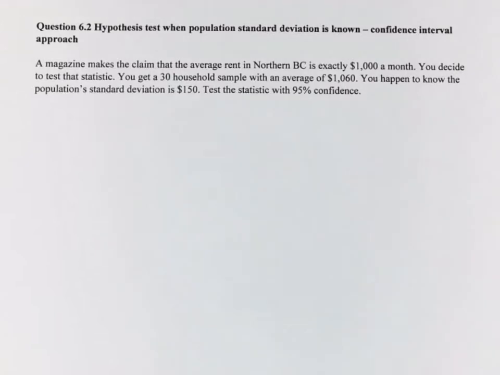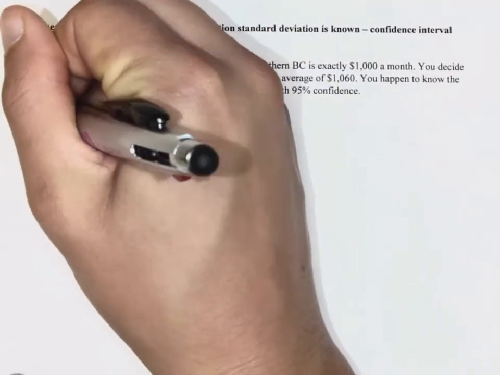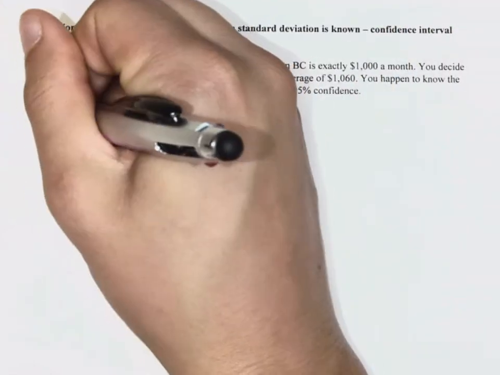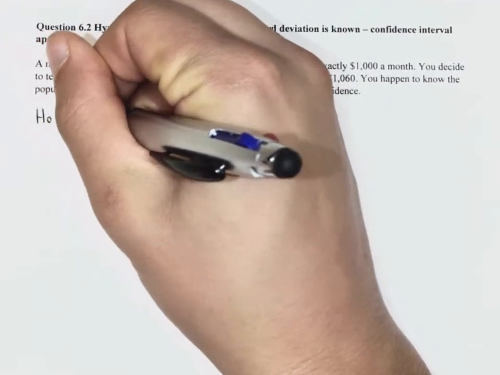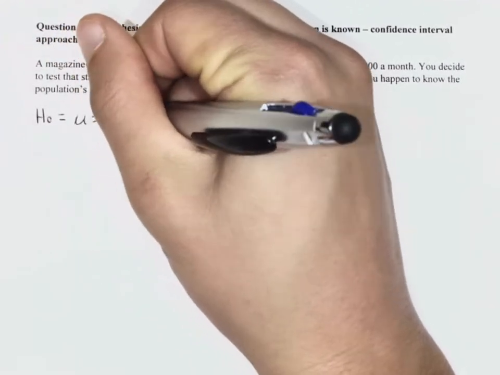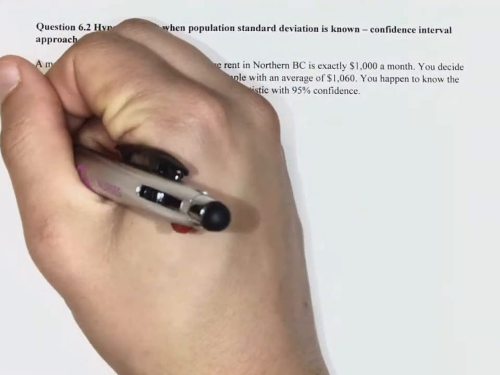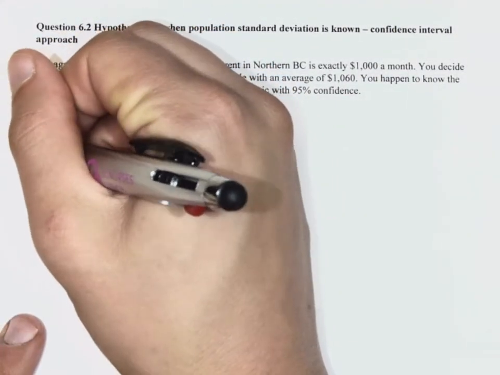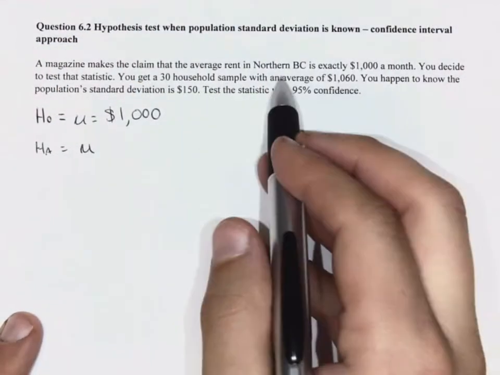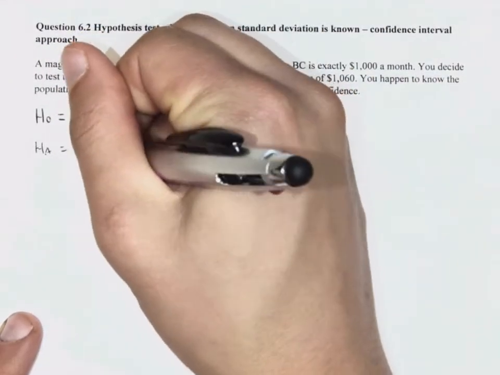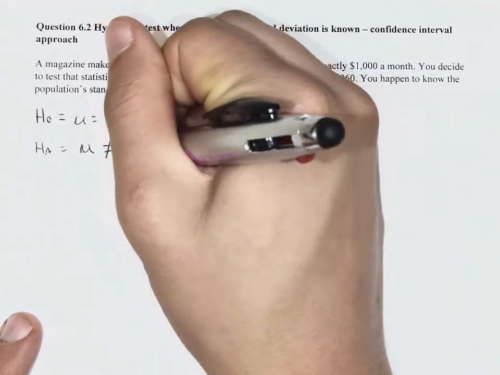So step one will be to create our hypothesis. Our null hypothesis would be the magazine's claim, which is that the mean is $1,000. Our alternative hypothesis is that the mean or average of rent in northern BC is not $1,000.